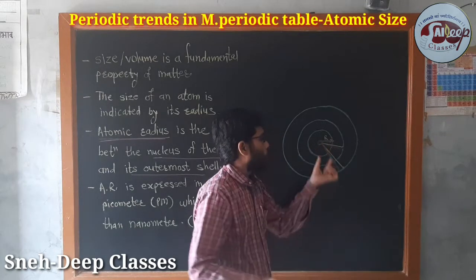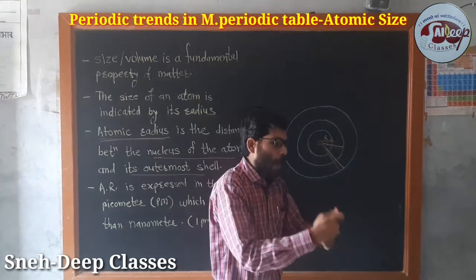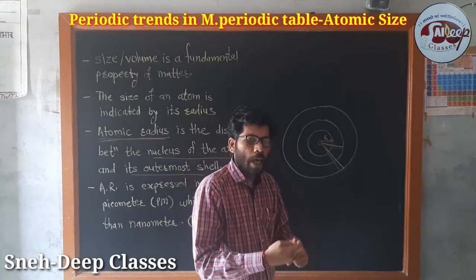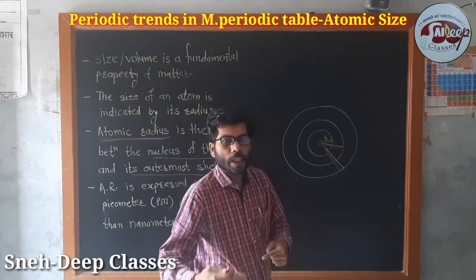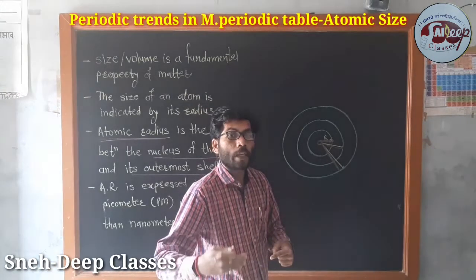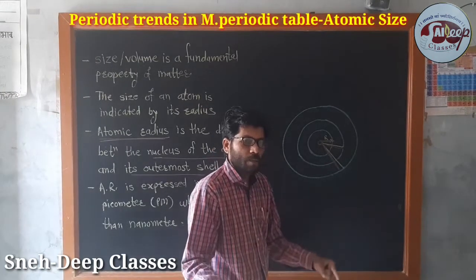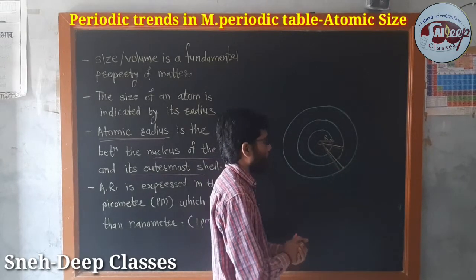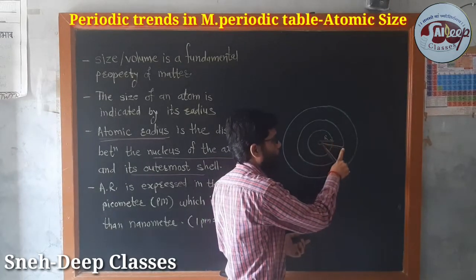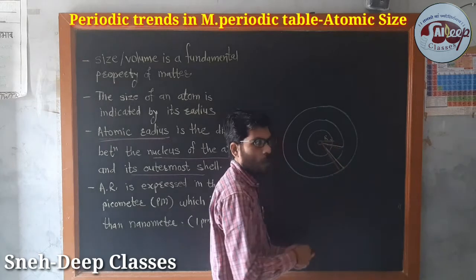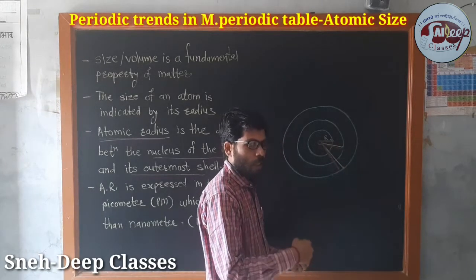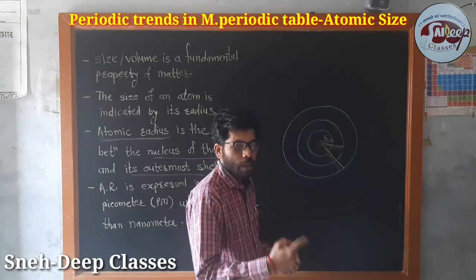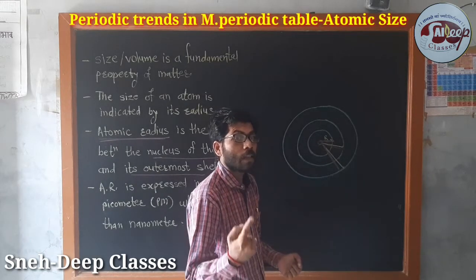That means as one shell is added, the distance increases, that means the atomic radius increases, that means the atomic size increases. One shell, two shells, three shells. One shell increase, distance increase, radius increase, and atomic size increase.